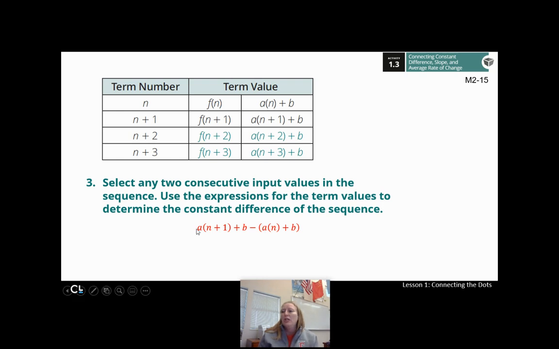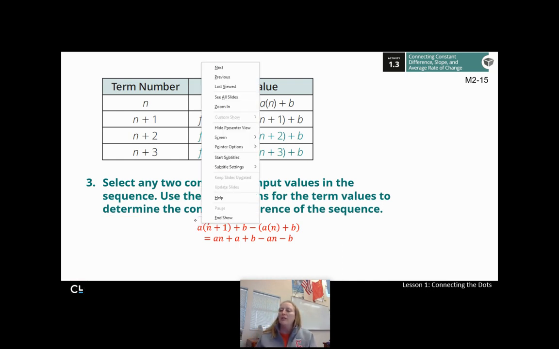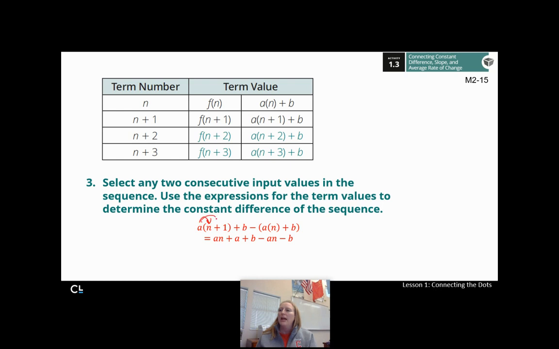So I distributed these guys, a times n and a times 1. But I also distributed that negative sign, so suddenly that's a negative an and a negative b. So I just did all that distribution. If you don't see it, hang on, I'll show you a little better. I just multiplied. And then I did it again here, negative times a positive, negative times a positive, just to give me all those negatives.